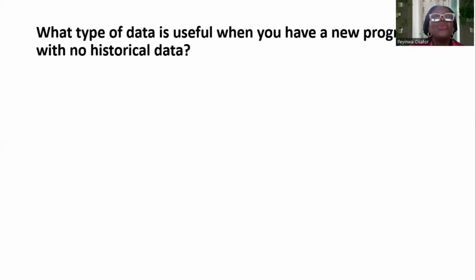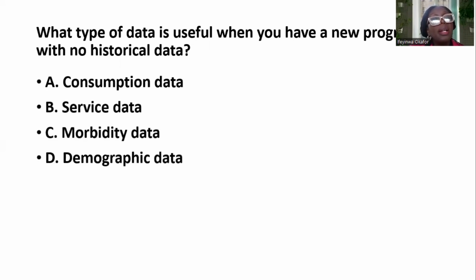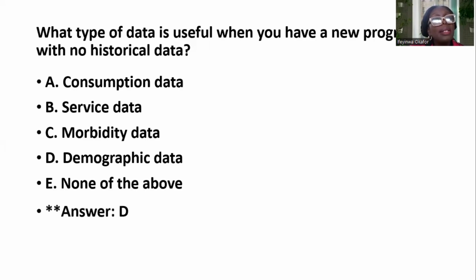What type of data is useful when you have a new program with no historical data? Consumption data, service data, mobility data, demographic data, none of the above. And our answer is D, demographic data.